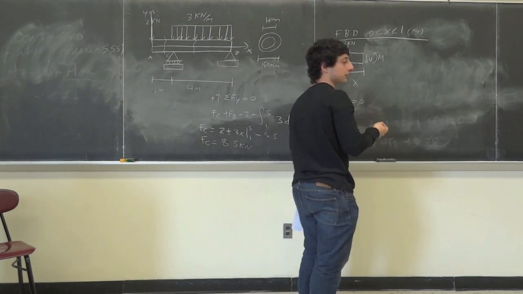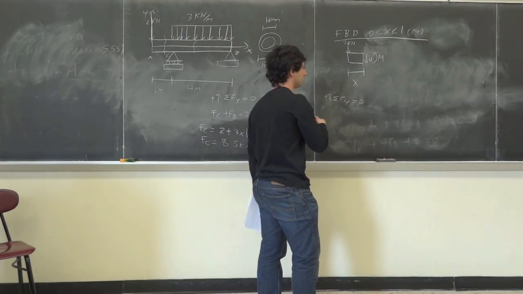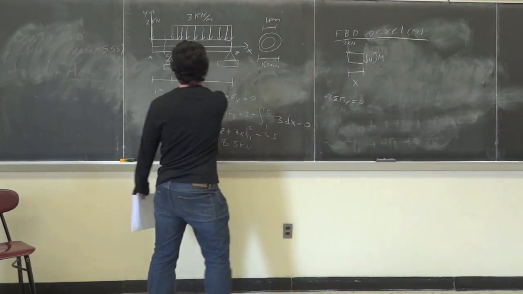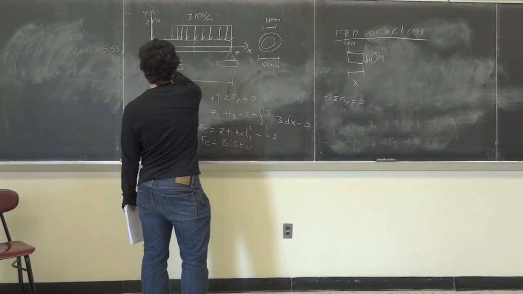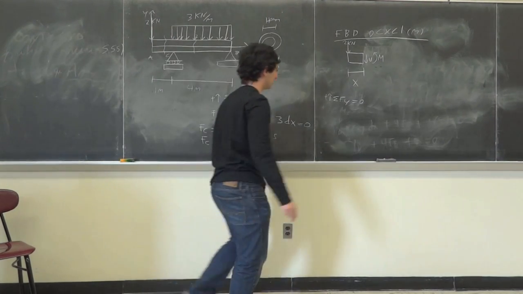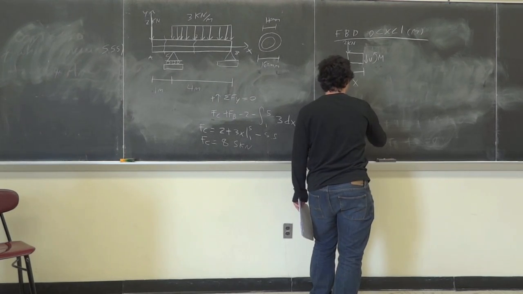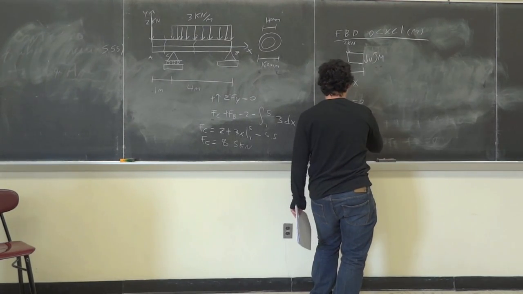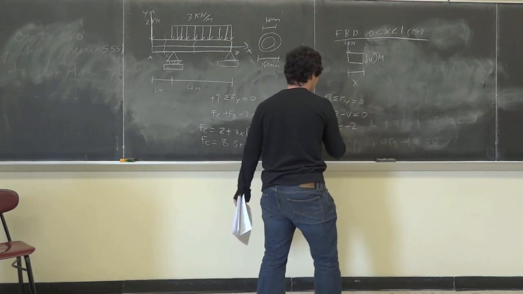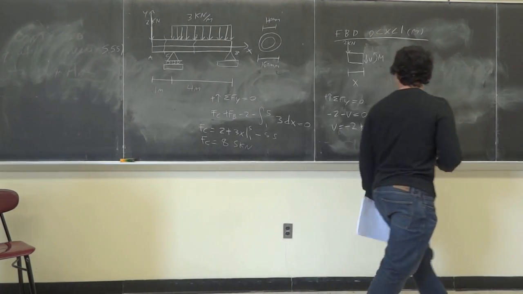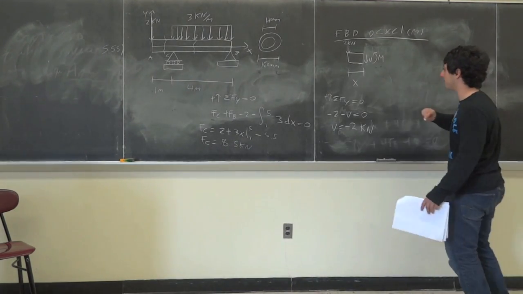You're only doing this because you want to find the shear and bending moment diagrams. So you have to know the shear everywhere in the beam, the bending moment everywhere in the beam. Okay? So minus 2 minus V is equal to 0, so you have V is equal to -2 kilonewtons, right? So you have the shear force, now you have to find the bending moment.